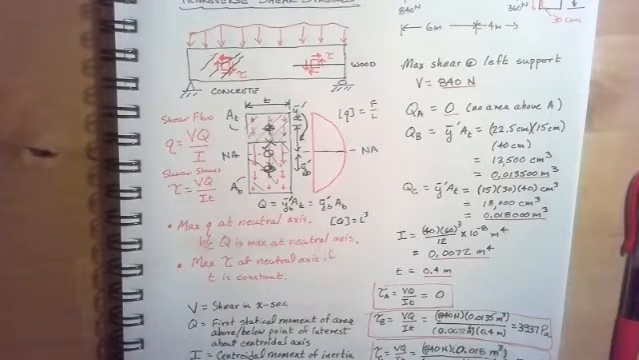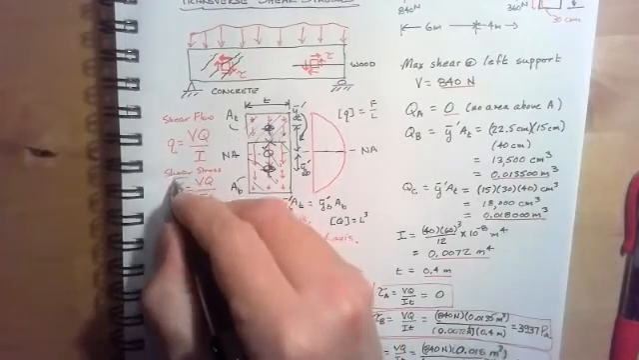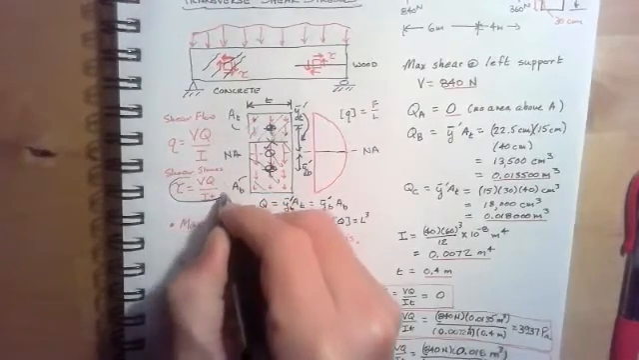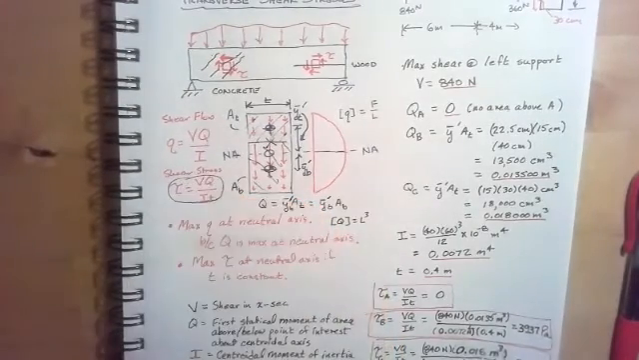If I was to divide the shear flow by the thickness of the beam, I would end up getting the shear stress. And that would give me tau equals VQ over IT, this formula here. And that is the one that I'm going to require that you be able to apply. So this is the important formula.